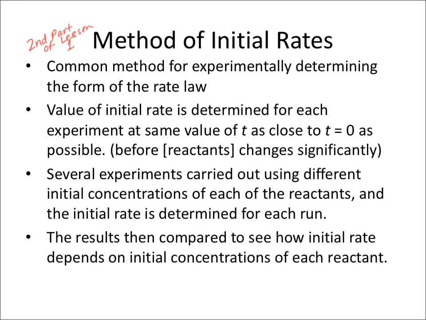So the method we're going to use is called the method of initial rates. You don't need to know the name of it, but just know that you're going to be receiving a data table for these particular questions. Experiments are set up where each reactant's concentration varies independently of the others, and then the initial rate of the reaction is determined. And you can determine from this information the order of the reaction with respect to each of the reactants.